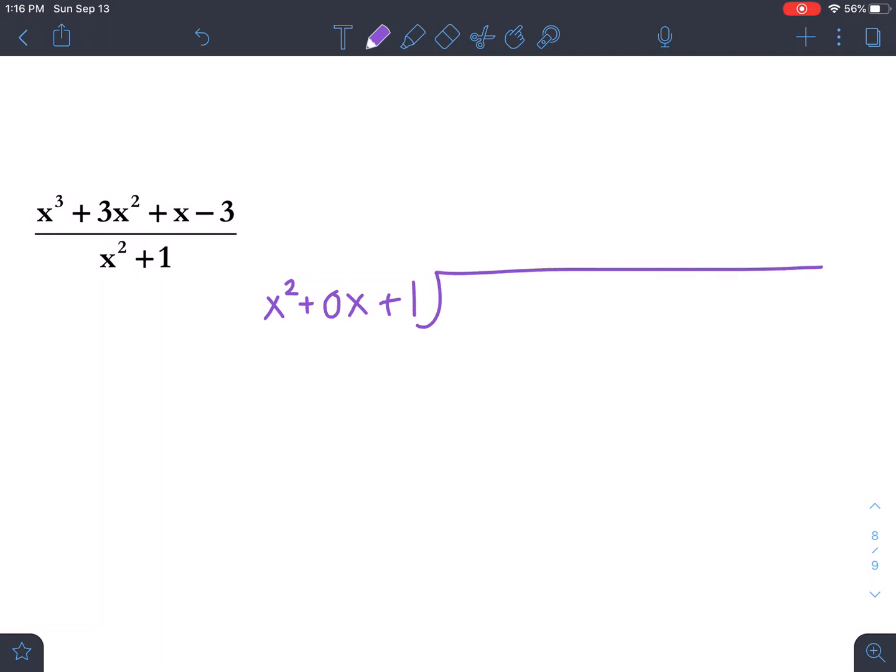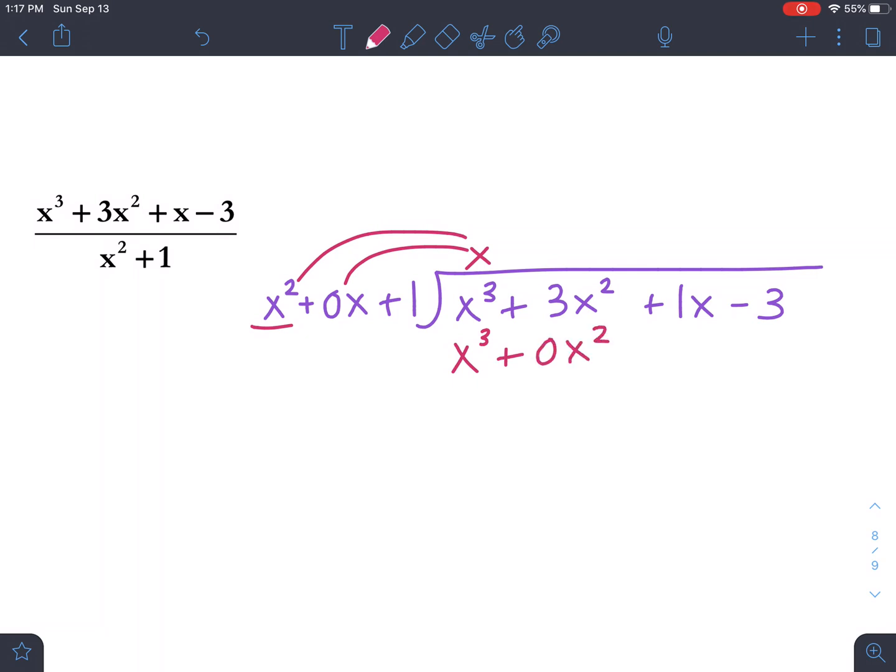And I'm doing my division here. X cubed plus 3x squared plus 1x minus 3. And I check. 3, 2, 1, 0. So I've got all my powers. I didn't have to fill anything in there. Okay, so let's finish this up here. Try it out. X squared times what? Again, think your goal is I want this to say exactly x cubed. So I'm going to just multiply here by x, because if I do x times x squared, I get x cubed. X times 0x gets me 0x squared. And 1 times x gets me 1x.